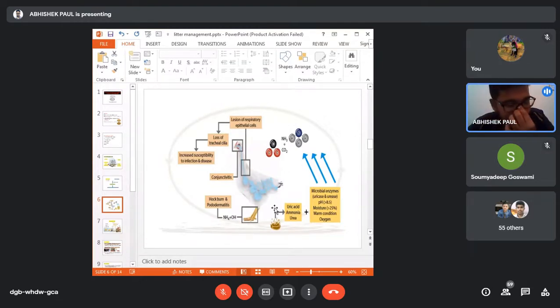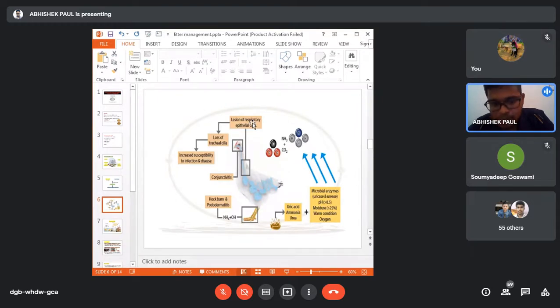If the litter material is wet, which means it contains more water, then it will cause the breakdown of the uric acid into ammonia. So this is the ammonia. What will this ammonia cause? If the birds are inhaling the ammonia from the environment, the lining epithelium of the respiratory tract will get damaged. And if the lining epithelium of the respiratory tract is damaged, then they will get certain respiratory diseases.